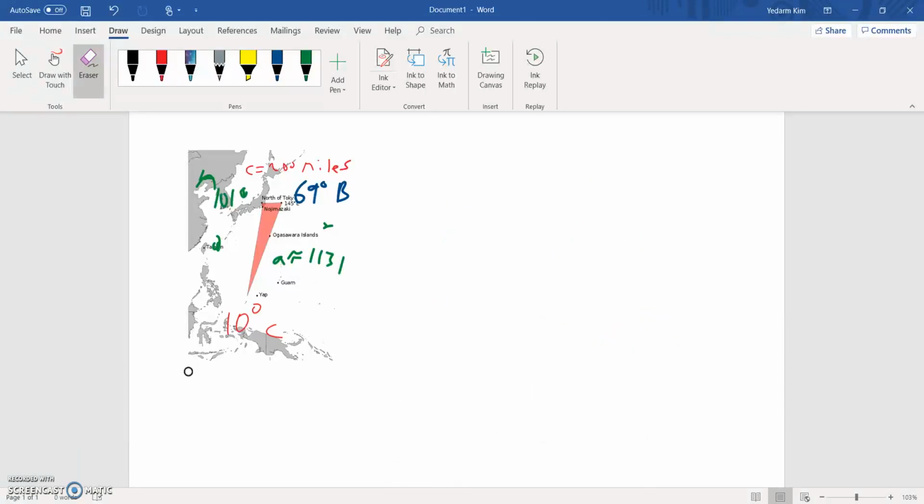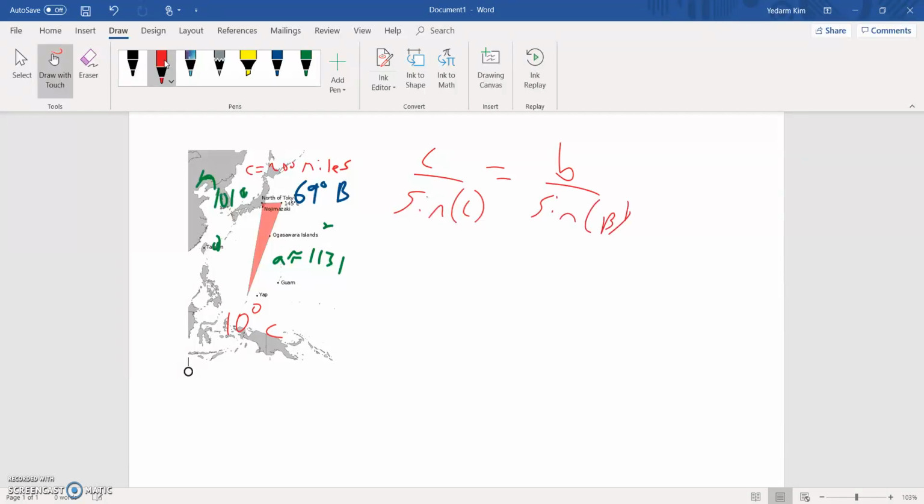Now all we gotta do is find side B. And for this scenario, we can also use the law of sine. We're still using the law of sine, except the equation will be set up differently. So this time we'll be using C over sine of C is equal to lowercase b over sine of capital B. So if we plug in the numbers, that'll come out to 200 over sine of 10 is equivalent to B over sine of 69.